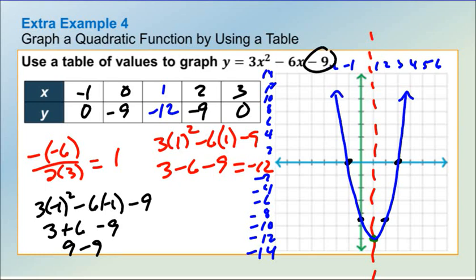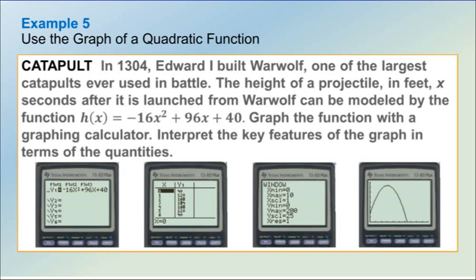And there's our graph for that equation. The next part is using our calculators. So here it says in 1304, Edward I built Warwolf, one of the largest catapults ever used in battle. The height of a projectile in feet x seconds after it is launched from Warwolf can be modeled by the function h of x equaling -16x squared plus 96x plus 40. Graph the function with a graphing calculator. Interpret the key features of the graph.